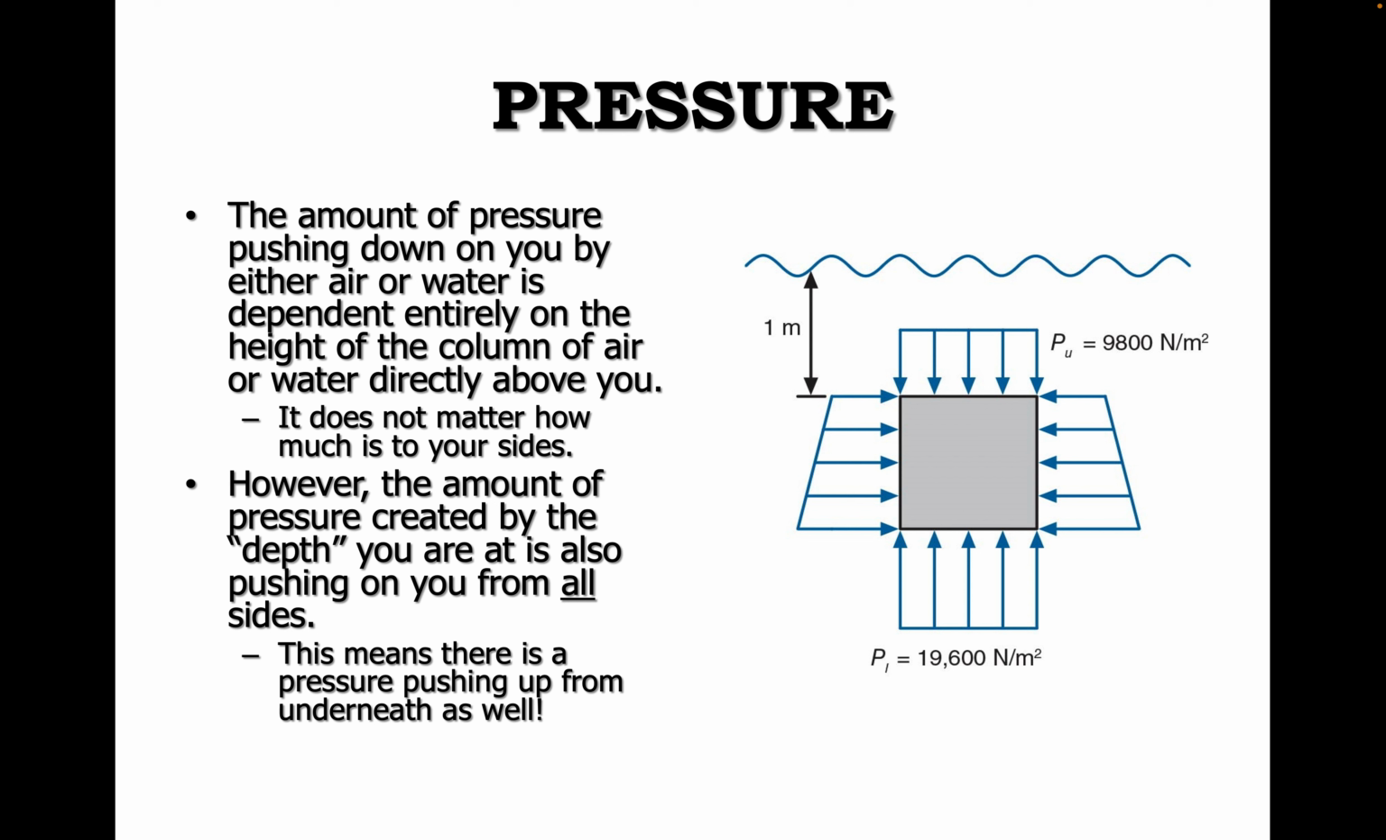So, the amount of pressure pushing down on you by either the air or the water is dependent entirely on the height of the column of air or water directly above you. It does not matter how much there is to your sides. For example, here you've got this square object. There's a column, if you see by my cursor here, of air, and in this case, let's just say this is in a tub of water. There's a column directly above this particular object, and it's pushing down on that object, as you can see by these blue arrows.